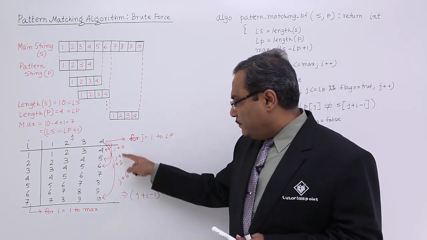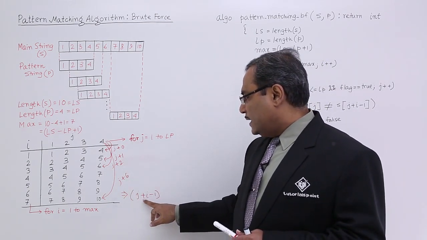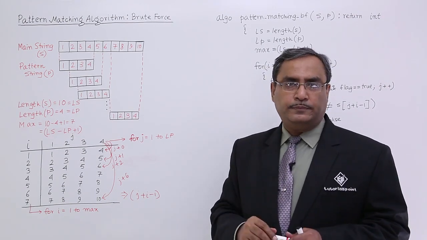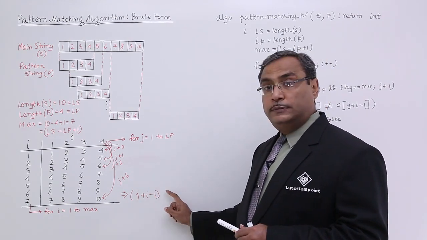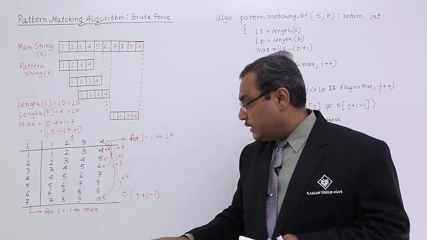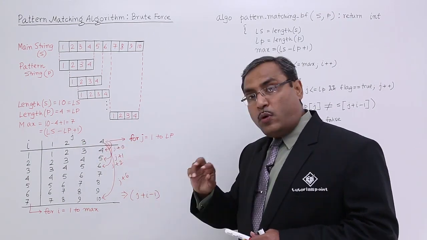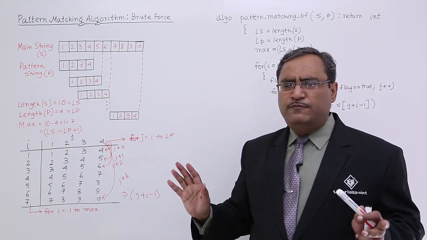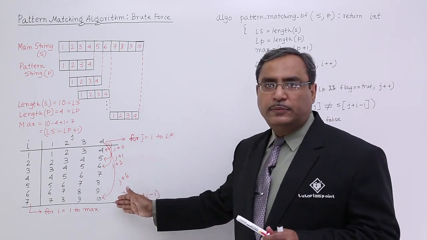So what is the logic behind this? j plus i minus 1. So that is the logic. The jth character of the pattern will be compared with the (j plus i minus 1)th character of the main string. So this is a very simple logic, and I got this from the tracing table.